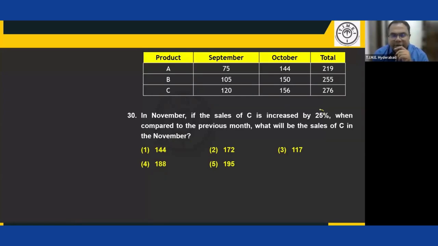C sales increased by 25%. Bharadwaj, correct answer. 25% increase means it is 125% in November. 125%, I told you, 5 by 4. So it is 5 by 4 of sales in October. October sales is 156. 4 3s are 12, 36, 4 9s. 150, 45, 195. C increased by 25%, so it has to be 125%. 125% is 5 by 4 of last month.